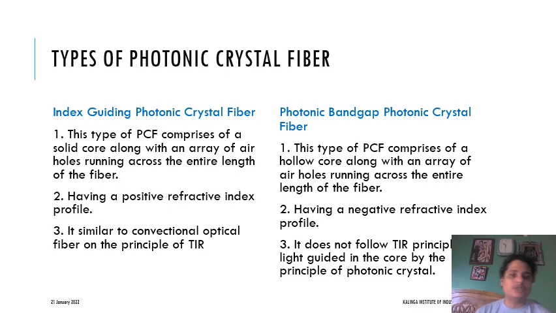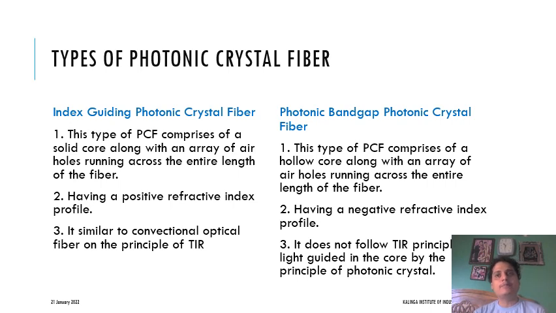So due to this positive refractive index profile, where the refractive index of the core is greater than that of the cladding, it follows the principle of total internal reflection of light. This says that when light moves from a denser medium to a rarer medium, that is, from a high refractive index zone to a low refractive index zone, with an angle of incidence greater than the critical angle, then all the light will not pass through the rarer region, but rather it will get reflected back into the high refractive index zone or the denser medium.